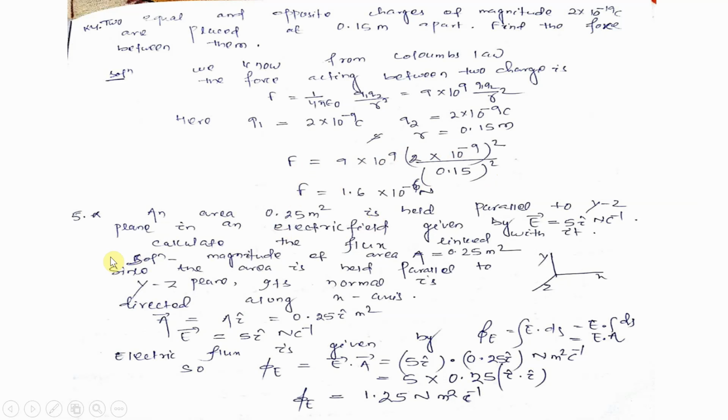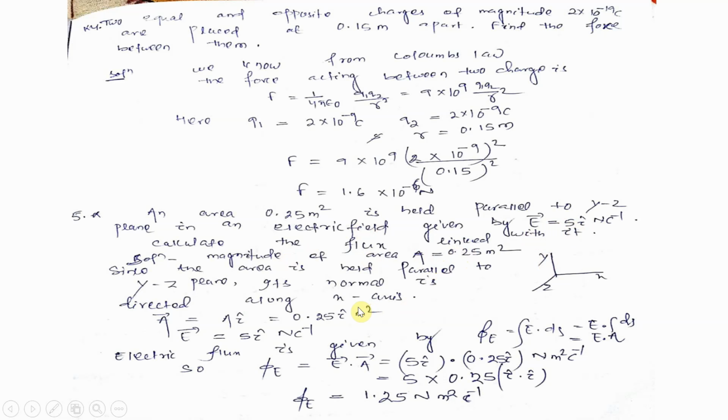Next, we have to solve a question from the flux formula. I have told already that flux is defined as E dot dS, meaning electric field intensity into surface area. The question: an area of 0.25 meter square is held parallel to the YZ plane in an electric field given by E equal to 5 i cap newton per coulomb. Calculate the flux linked with it.